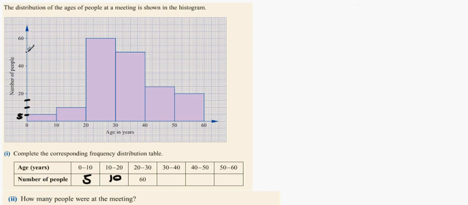Well, we can see that 30 to 40, if we just lean it across here, it's going to be 50 people. 40 to 50, 25 people, and 50 to 60, 20 people.